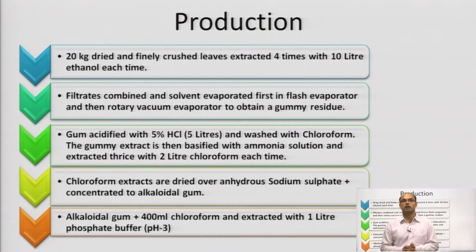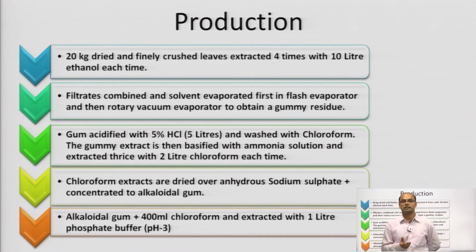evaporated first in the flash evaporator, because the amount of filtrate is too high. So we first use the flash evaporator, and then we concentrate the extract in the rotary vacuum evaporator to obtain the gummy residue, and this gummy residue is then acidified with 5% HCl, which is probably 5 liters in this case, and the combined mixture is then washed with chloroform.